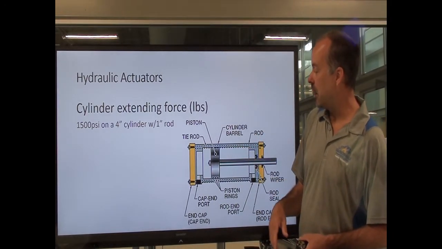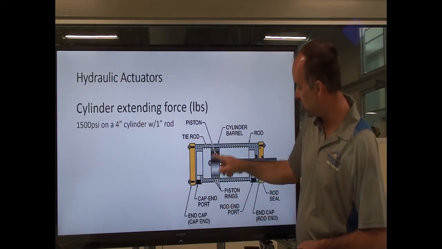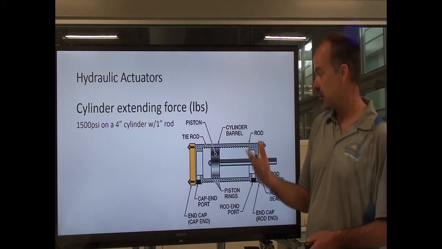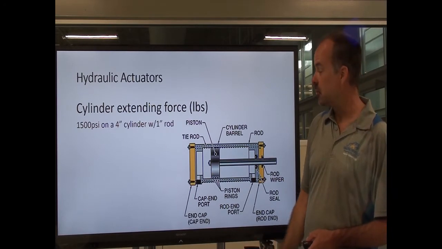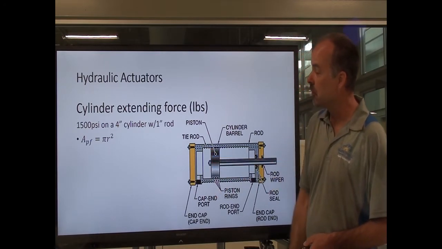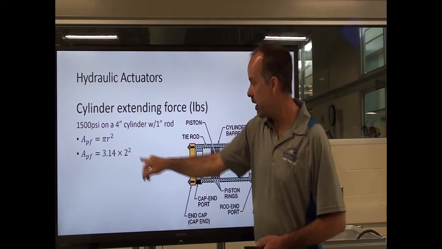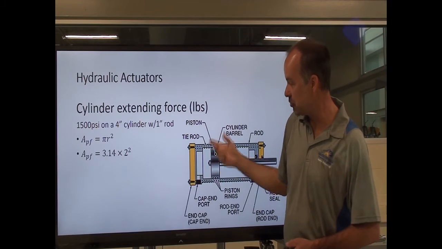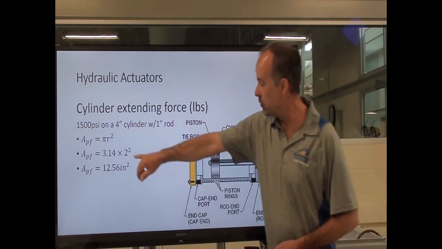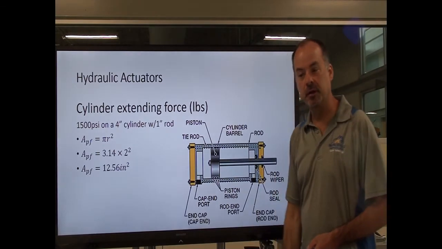For our example, we're going to have 1,500 pounds per square inch of hydraulic pressure, so 1,500 psi on a 4-inch cylinder. This piston is going to be 4 inches in diameter, and the rod diameter is going to be 1 inch. Those are the specifications for this cylinder. First, we need to find the area of this piston face, so we use our formula pi r squared. We plug in our values, pi being 3.14 times the radius. This was a 4-inch diameter piston, so we take half of the diameter, which is 2 inches, and square it. So 2 squared is 4, times 3.14, and it comes up with the total area of this piston face: 12.56 square inches.